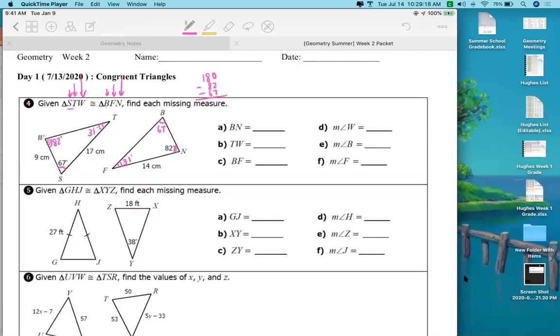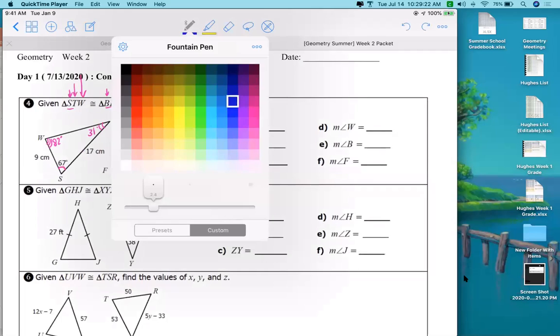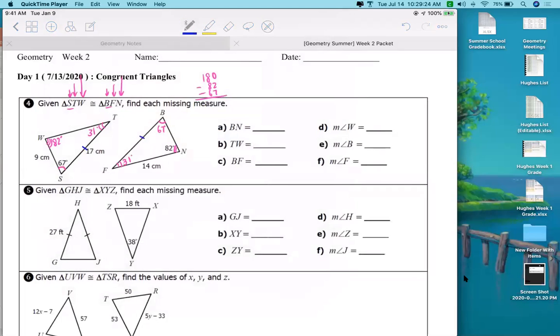I have ST and BF. ST, let me use another color. ST and BF, and then TW, which is the last 2, and the last 2, and FN. And then the last one with the last one. Okay, so I should write my 14 up here, 17 and 9. Since we have everything now, it should be super easy to finish the rest of the questions.